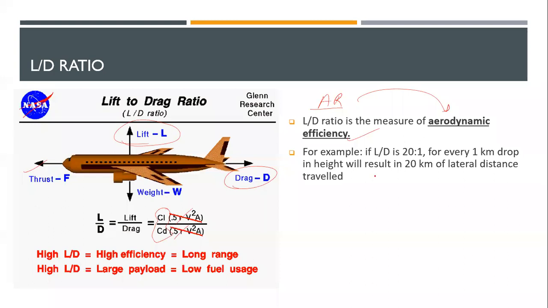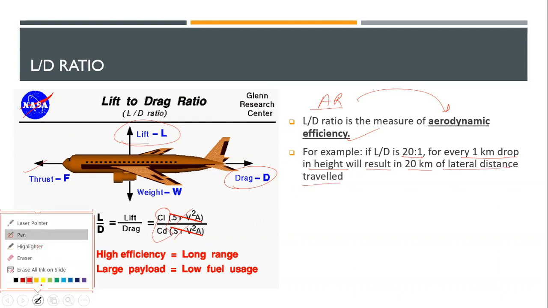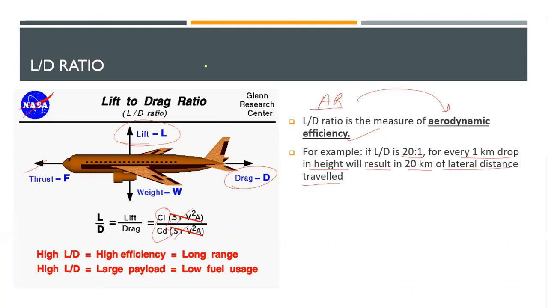So for example, L by D ratio is 20:1. For every 1 kilometer drop in height will result in a 20-kilometer lateral distance. Okay, so that basically means if my L by D ratio is 20:1, I will cover, if gliding, 20 kilometers for 1 kilometer of drop. Okay, that is the L by D ratio.